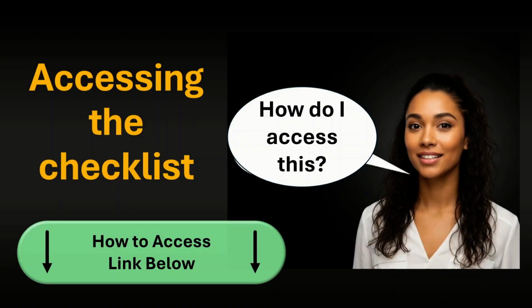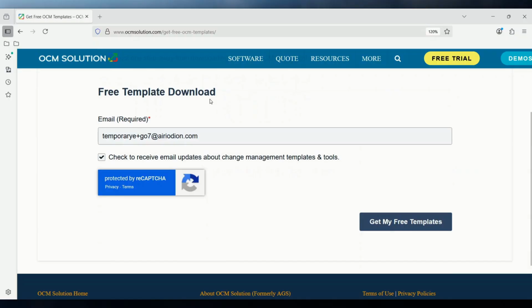So if you're asking where to access this free go live checklist, here is how. At the bottom of this video, click on the Get the Free Go Live Checklist and Plan template. Click on that link. It will bring you to this page. And then you want to enter your email. And if you would like to receive more helpful content in the future, you can leave this box checked. And then down here on the bottom right, click on Get My Free Templates.